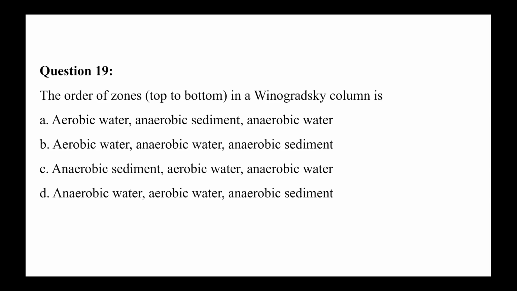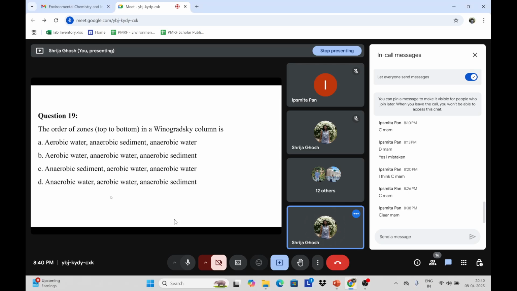Okay, from top to bottom, whether it will be option A, aerobic water, anaerobic sediment, anaerobic water. Option B, aerobic water, anaerobic water, anaerobic sediment. Option C, anaerobic sediment, aerobic water, anaerobic water. Option D, anaerobic water, aerobic water, anaerobic sediment. What would be the answer? Write your answers in the chat box.